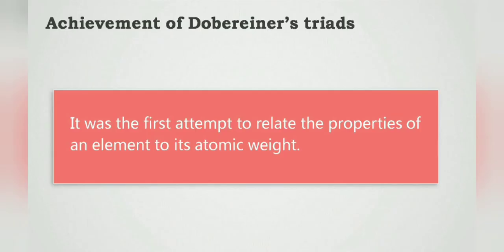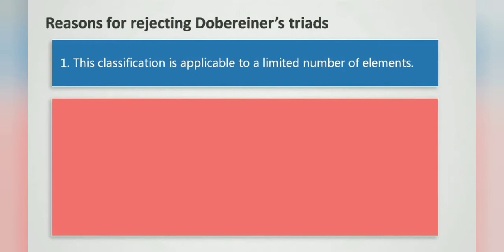The only achievement of Dobereiner's triads is that it was the first attempt to relate the properties of an element to its atomic mass. But it was not a success, and Dobereiner's triads were rejected soon. Because this classification is not applicable to all the elements, means we cannot form the triads of all the chemically similar elements. Only a few triads were formed.